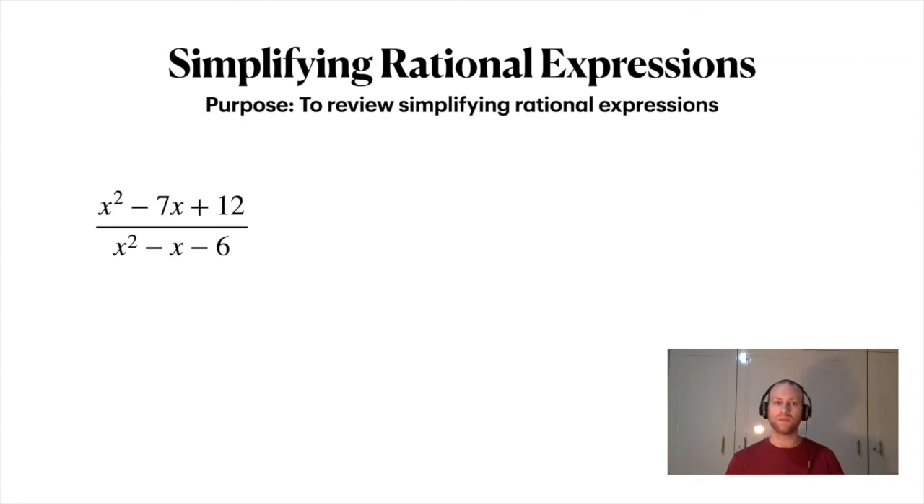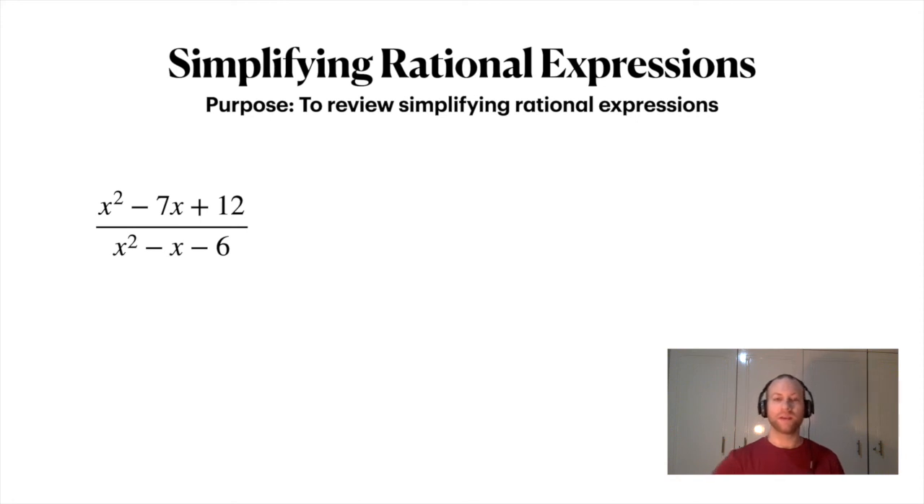So what you'll need to do is you'll need to factor these. Now I left these as the simple ones so we can take a look. So I need two numbers that add to negative 7 and that multiply to positive 12. So that would be negative 4 and negative 3. And x squared minus x minus 6. What two numbers add to negative 1 and multiply to negative 6? So that would be negative 3, positive 2.